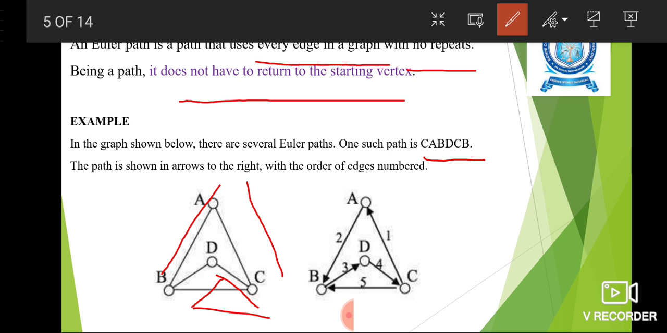So see the diagram in the right hand side. C A, A B, B D, D C, then C B. So all the edges are marked.